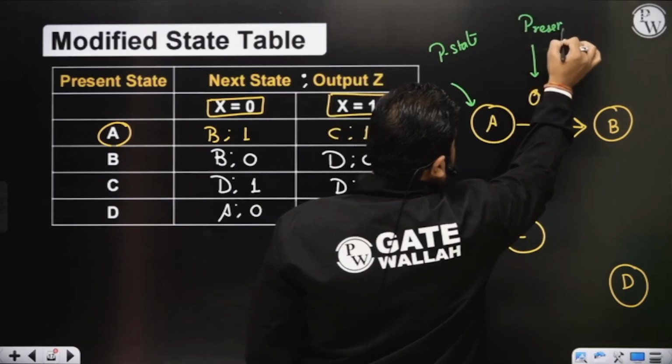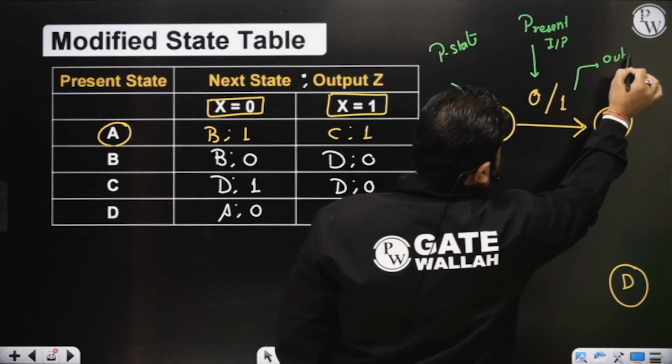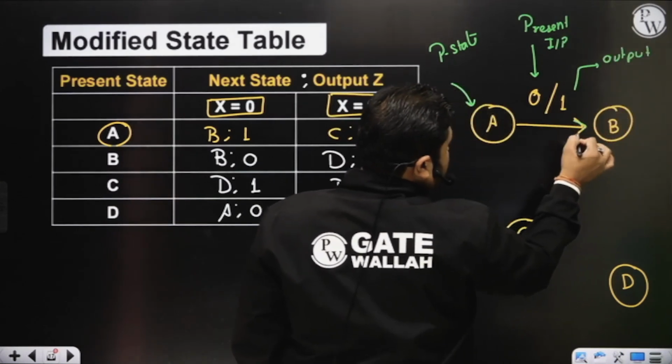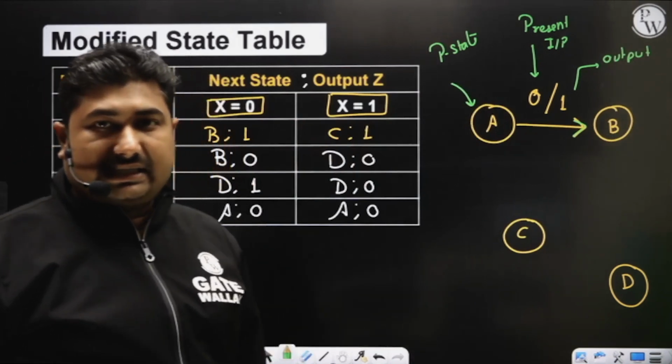Present input. Is it okay? And this is representing output. This arrow indicates going towards the next state. Arrow indicates going towards the next state in a Mealy model.